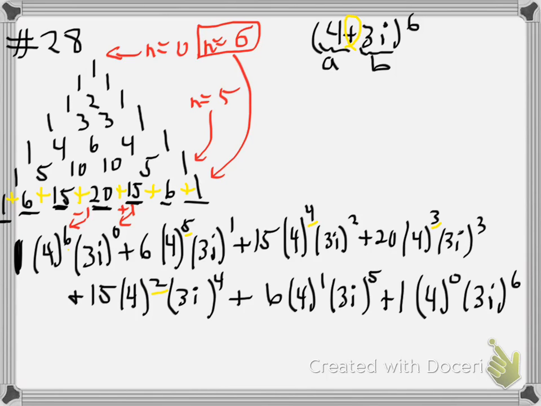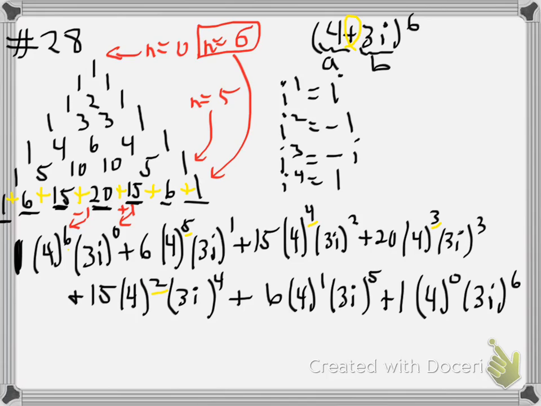A couple of notes that people weren't remembering. I to the 1st is just I. I to the 2nd is -1. I to the 3rd is -I. And I to the 4th is 1. Okay, those are going to help us.